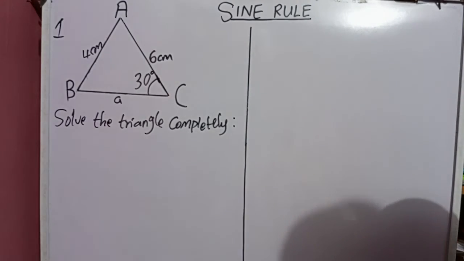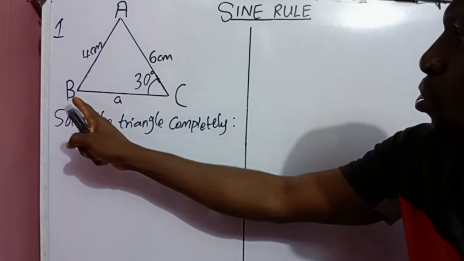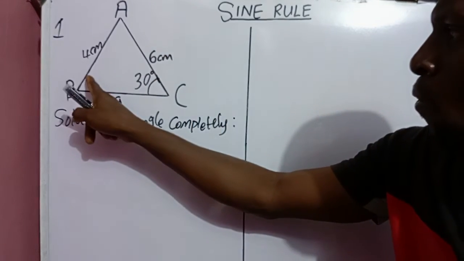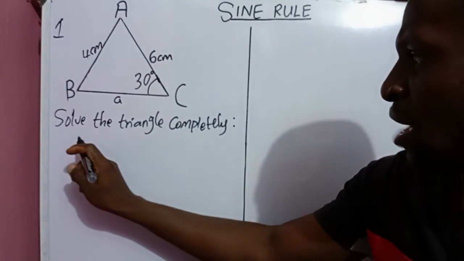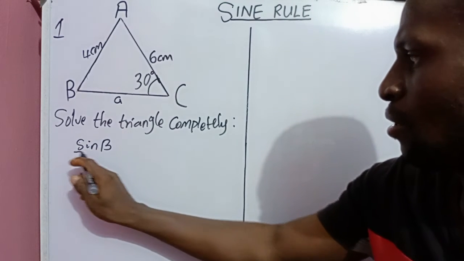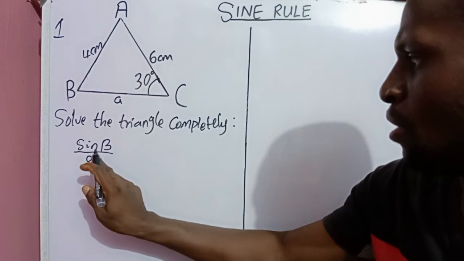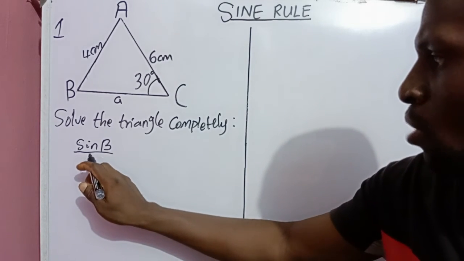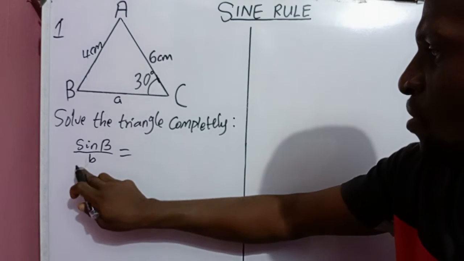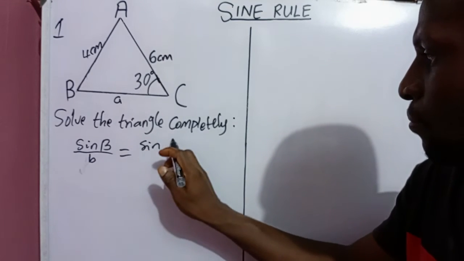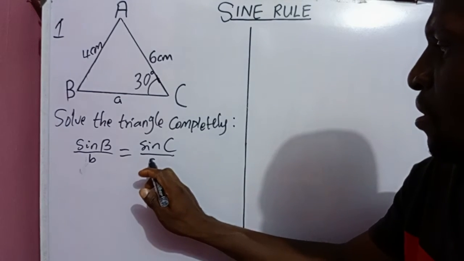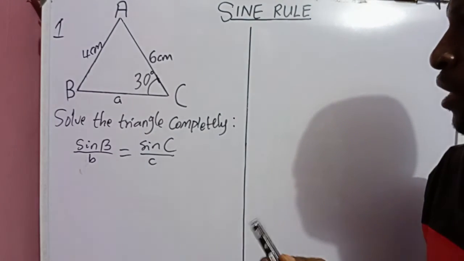Now let's get started. So we are to compare the ratio of B and the ratio of C, since we are looking for angle B first. So we have sine B over small letter b is equal to, then we're comparing it with that of C, sine C, all over small letter c. Those are the comparisons we are going to make here.